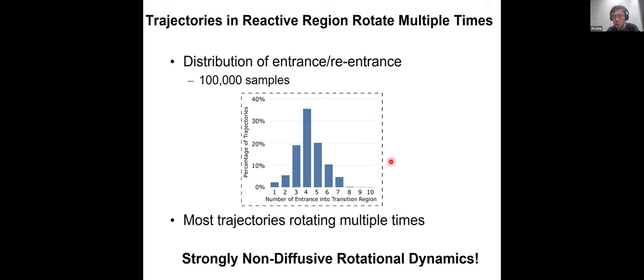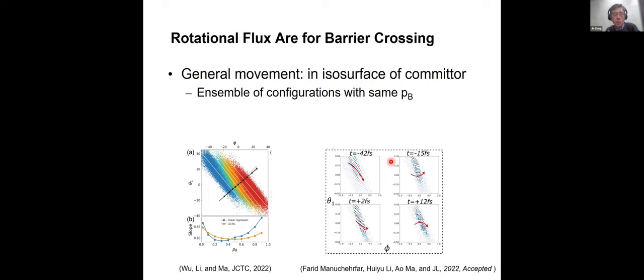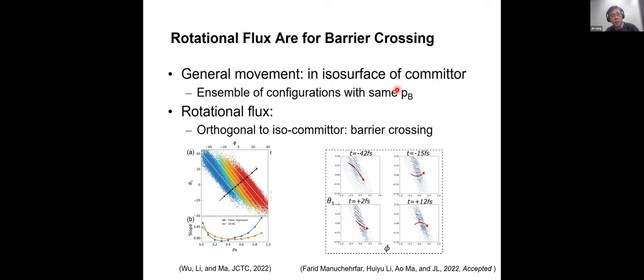What this is actually telling us is that these rotational fluxes are for barrier crossings. Essentially, you can see in general there's a movement in the isosurfaces of the committors. This was done by Professor Almas' work, where they calculated different isosurfaces. With this, you can start to see the rotational flux is essentially orthogonal to the iso-committors, and it's really along the direction of barrier crossing.